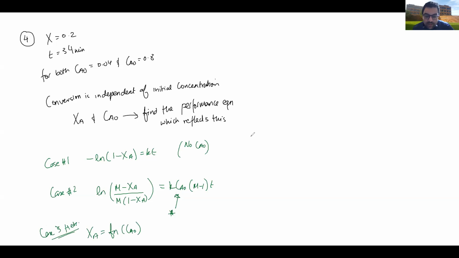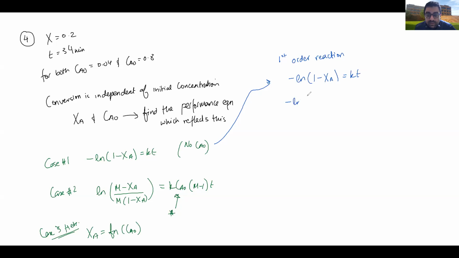So from this analysis, it's obvious that this is a first order irreversible reaction. So you can basically conclude that it's a first order reaction, and the governing equation in this case is the performance equation, minus ln(1 minus XA) equals kt. Now I can use my experimental data to calculate k.